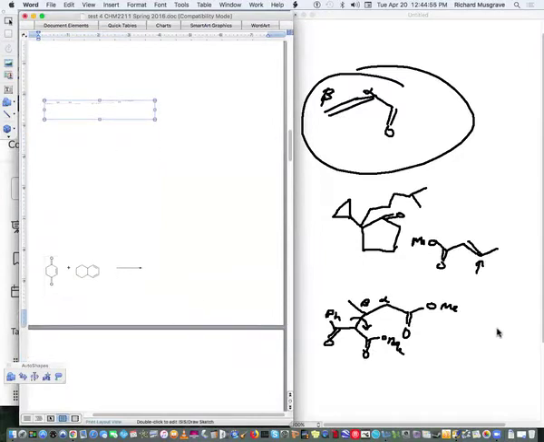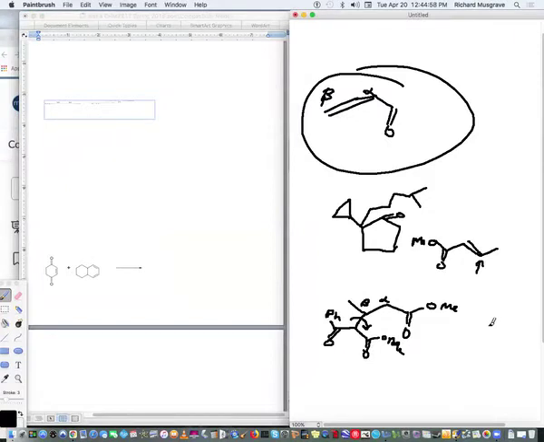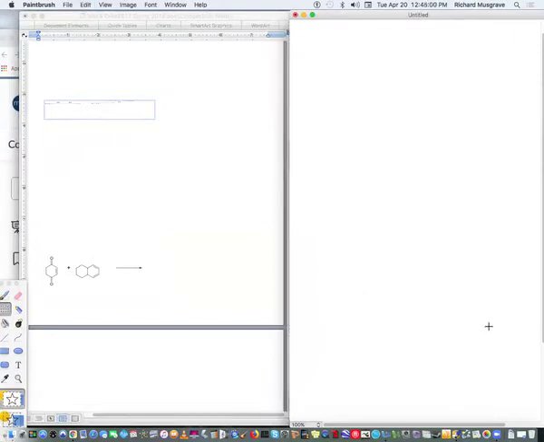Okay, this one we can see, which is good. This is the one that requires 3D, Jasmine, because the diene is part of a ring.